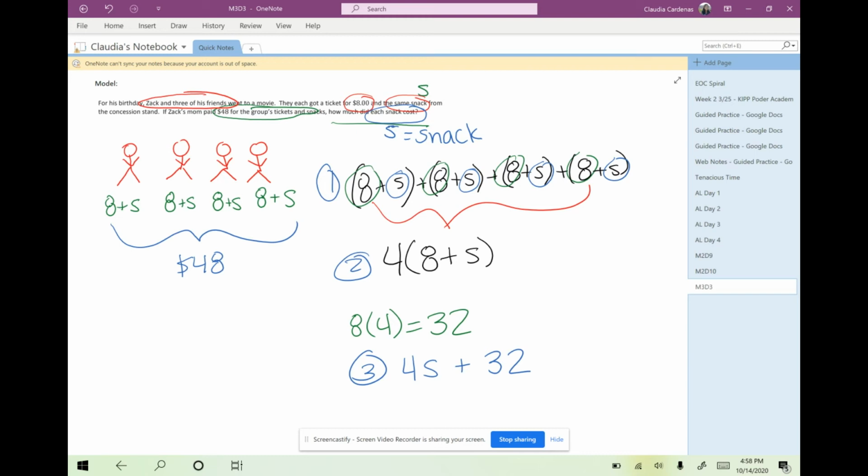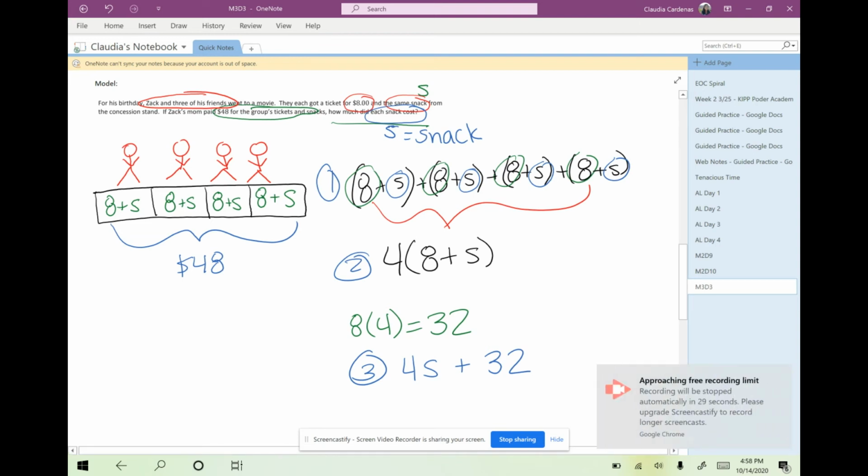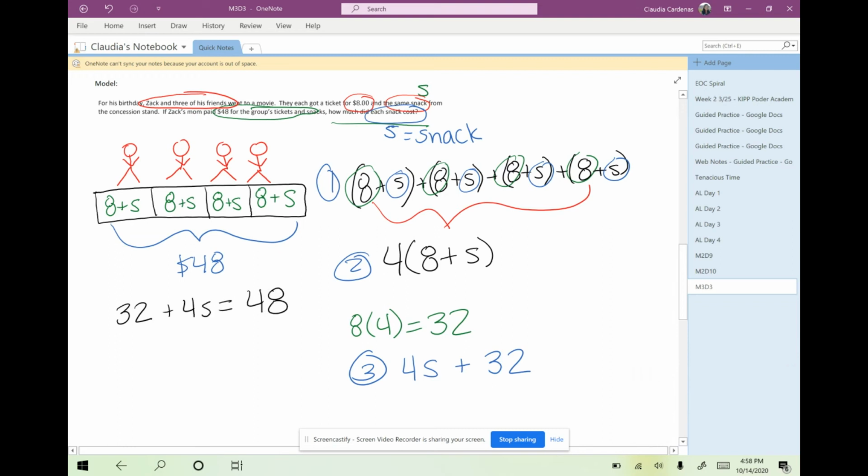So now, what could we begin doing to get closer to the missing information? Well, I see that we could have added all of these up, so let me show this nice and neat, that there are 4 groups, right? We may have remembered this as a tape diagram from last year. So in our tape diagram, going back to our original picture, we can add all 4 of those 8s together, which I know is $32, plus the 4 snacks is a total of $48, because that's what mom spent on all 4 of the tickets and the snacks.